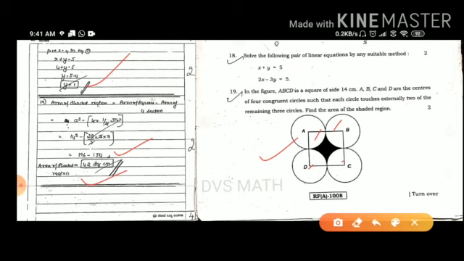Remember, here it is in centimeter, so you have to write the unit in centimeter. Don't write only the 42. The answer is 42, you have to write the unit also, that is 42 square centimeter or centimeter square.